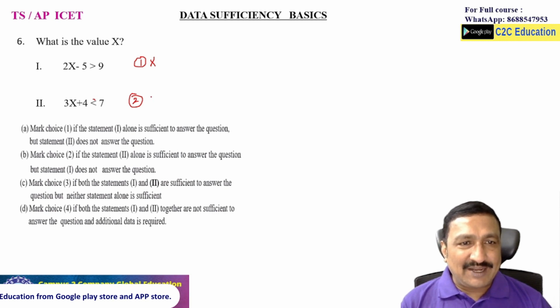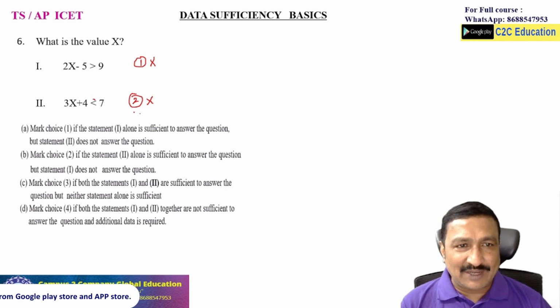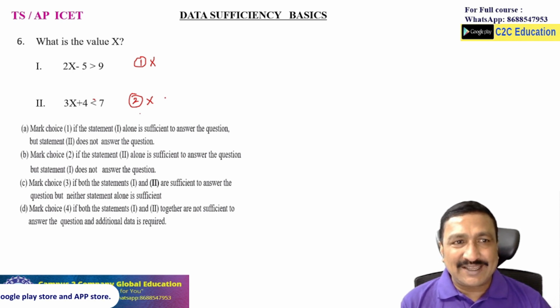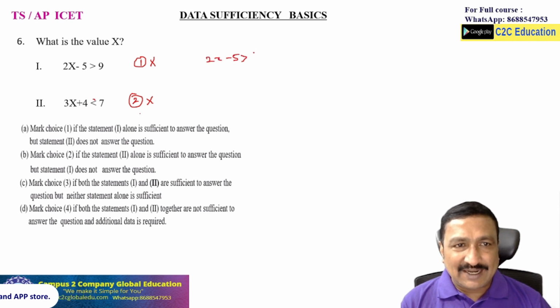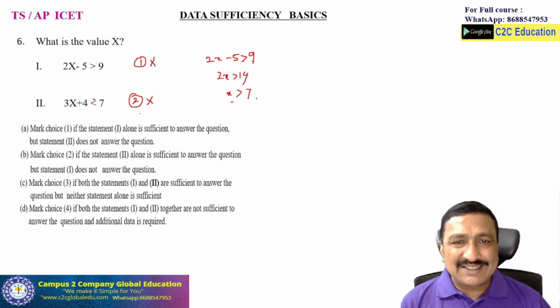Now, having cancelled the first and second statements individually, I'm trying to find the x value by combining them. From the first statement, 2x - 5 > 9, so 2x > 14, so x > 7. So x greater than 7 means you can get 8, 9, 10, and so on to infinity.